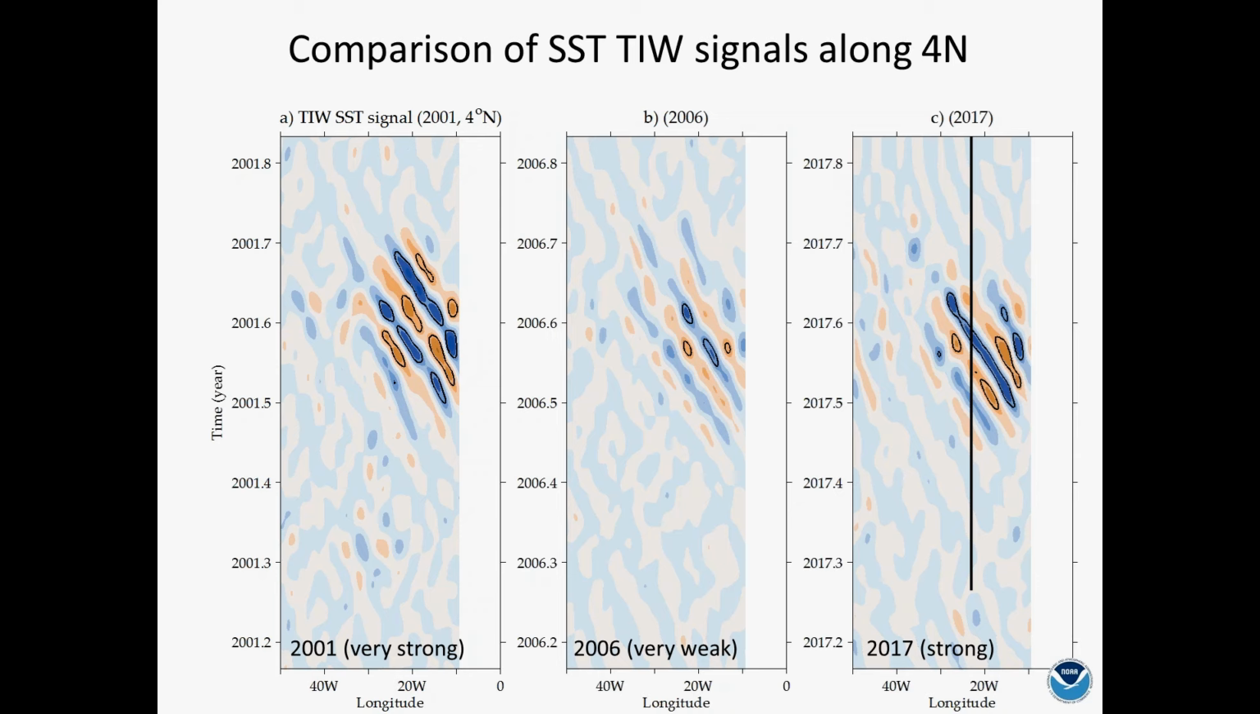And what you see here, it's a little bit faint, but you see 3 TIWs that definitely went past our mooring. So those 30-day fluctuations that we saw at that mooring, you can see in the satellite record, and they show up propagating across where we have our mooring.